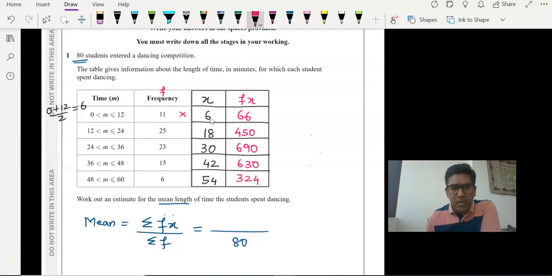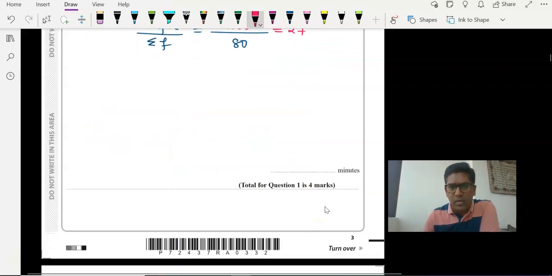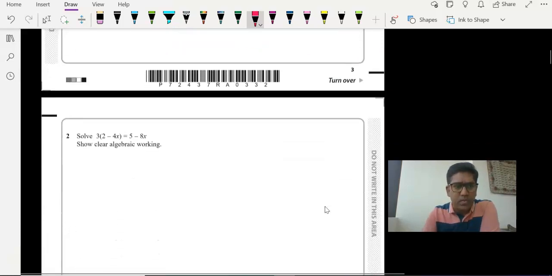Now we want sigma fx, so you add up all these values, and that will come to around 2160. So divide sigma fx upon sigma f, you get your mean, which will be 27. We'll write the final answer here, 27. Moving on to the next question.